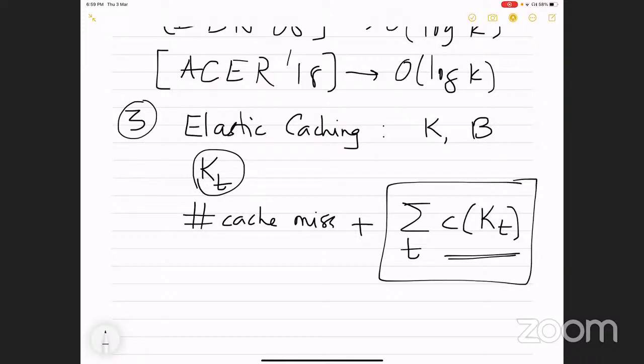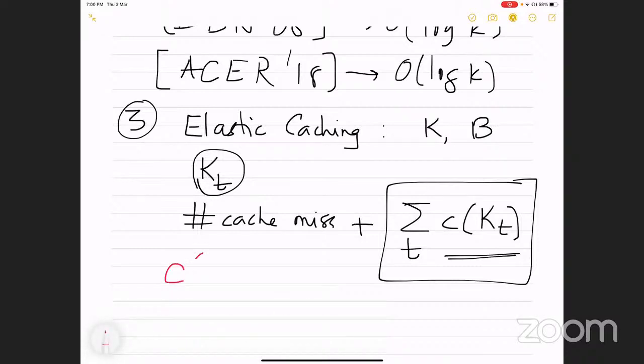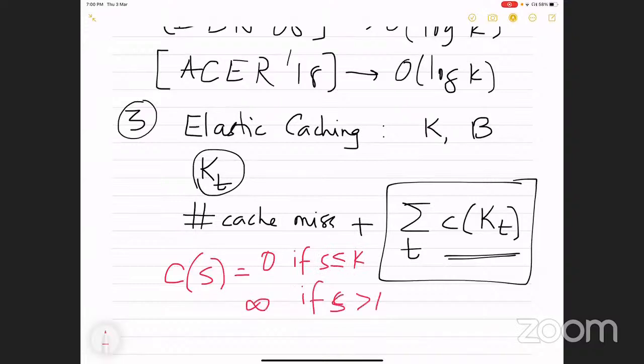This is a more general problem than the problem that we had been looking at. For example, if you have a fixed cache of size K, then you can think of the following cost function: C of s is equal to 0 if s is less than or equal to K, and it is infinity if s is bigger than K. This says that you cannot have a cache of more than K pages, and now it's back to the original problem where you just want to minimize the number of cache misses.